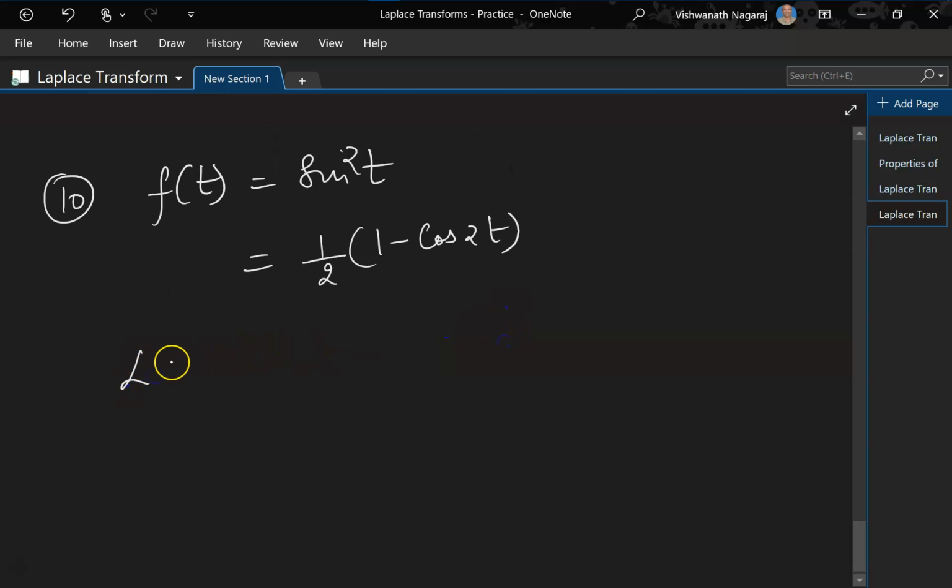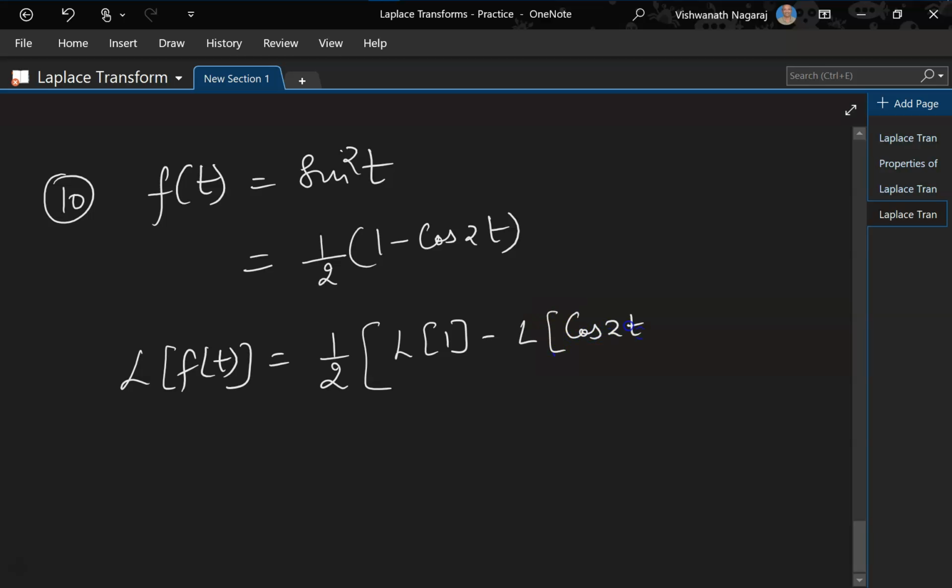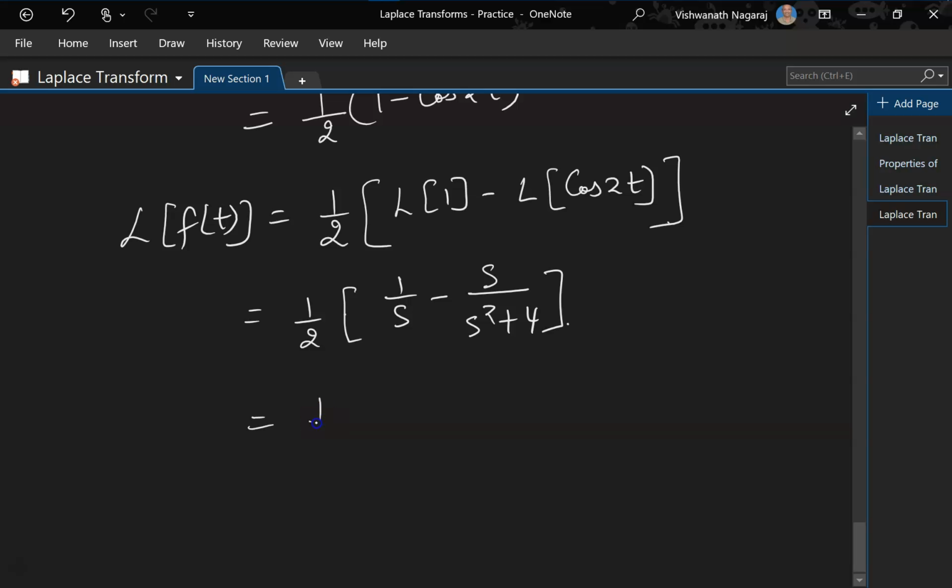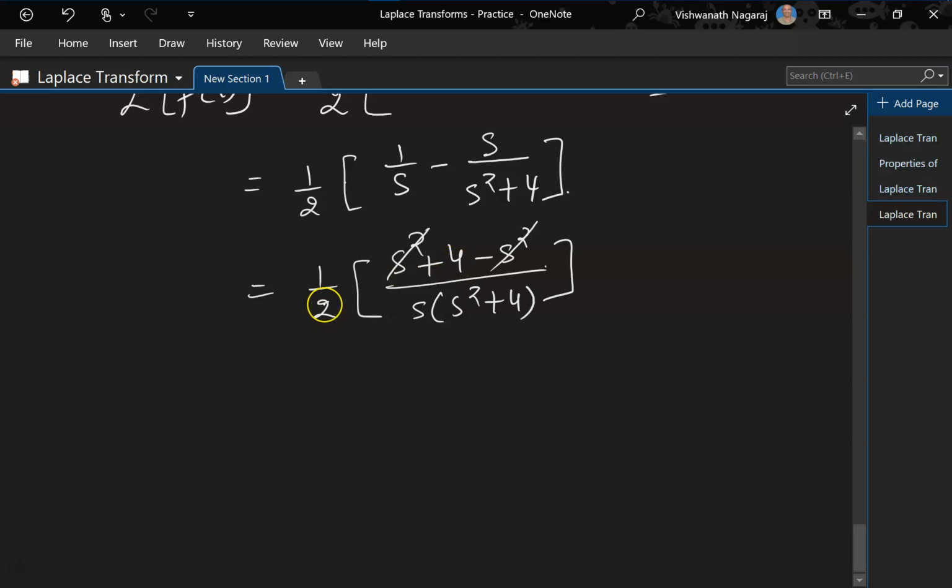Okay, so which means Laplace transform of f of t would be the Laplace transform of this itself. So this can be written as Laplace transform of 1 minus Laplace transform of cos 2t, which is equal to 1 by 2 times 1 by s minus s by s square plus 4. Okay, let's simplify this. s times s square plus 4, and this becomes s square plus 4 minus s square. So s square gets cancelled. Only 4 is left, so we can cancel this. So we end up with 2 by s times s square plus 4.